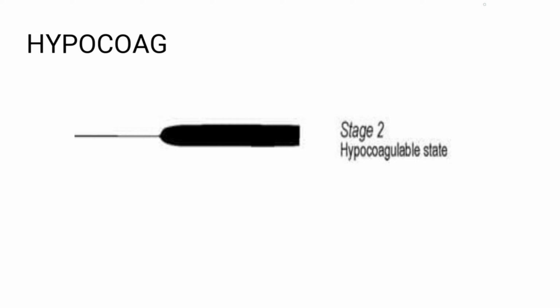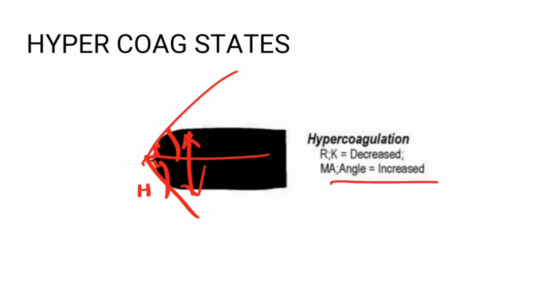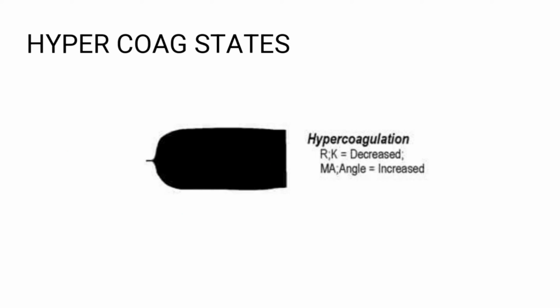The next scenario can be a hypocoagulable state, where you can see the R time will be increased and the MA is decreased. In case of hypercoagulable states, you can see R time is really decreased, K is really decreased, and MA and alpha angle are really increased. So this is the finding of hypercoagulable states.